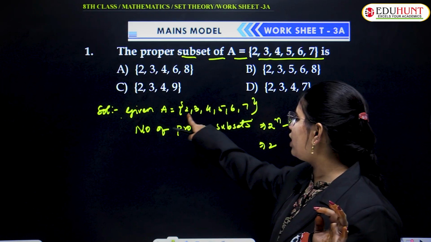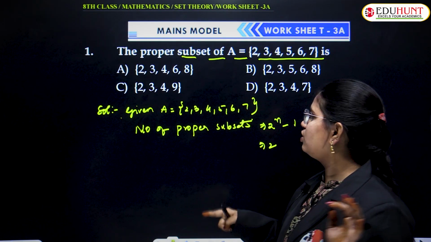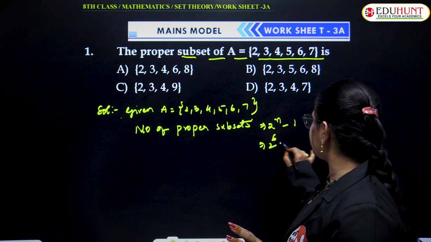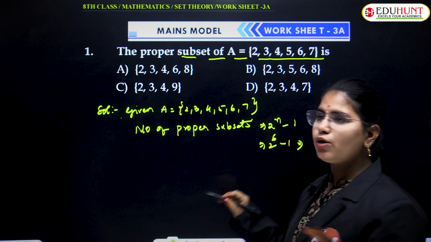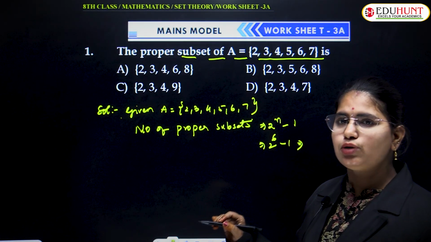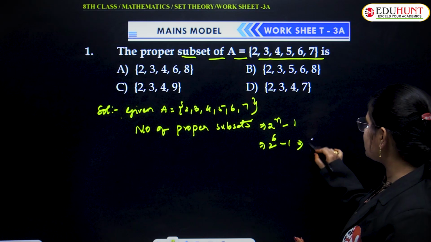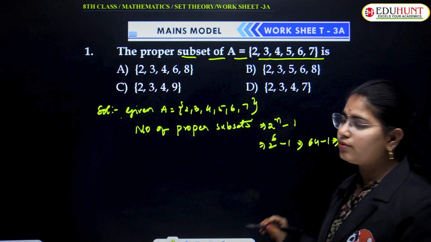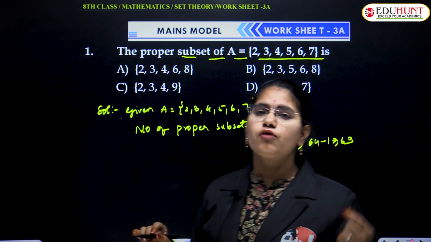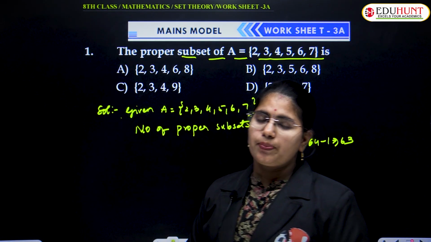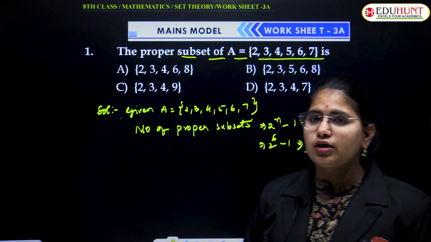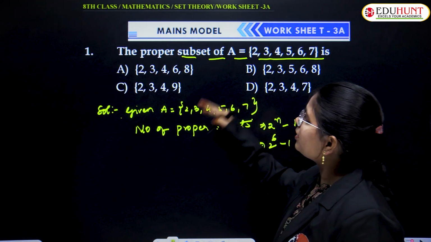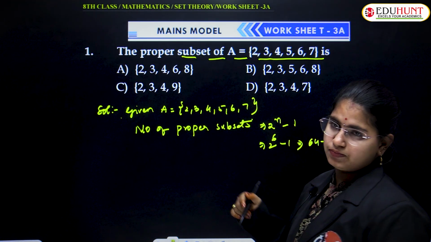What is n? 1, 2, 3, 4, 5, 6. So you have 2 power 6, substituting 6 in place of n. What is the value of 2 power 6? 2 power 5 is 32, so 2 power 6 is 64, minus 1 gives 63 proper subsets. But that was not asked in the question. What they were asking is what will be the proper subset of A.